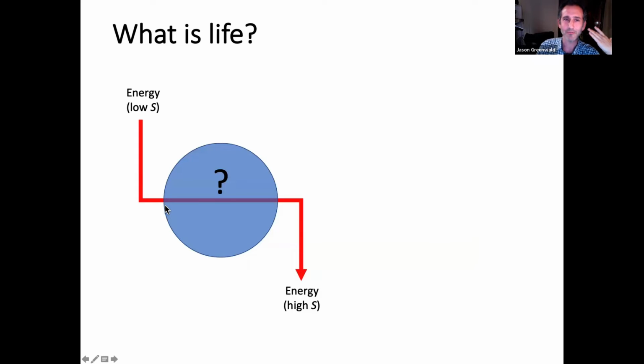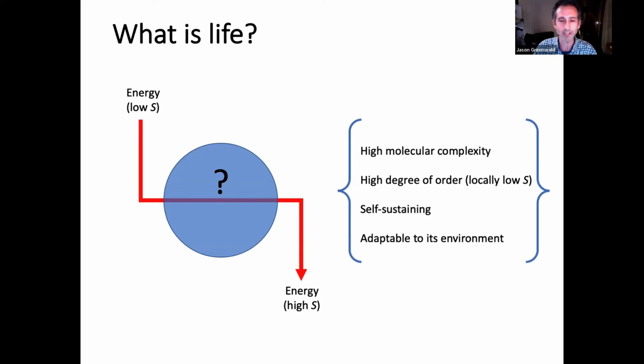We don't need to spend much time on this, but since we don't really have a definition of life, we can think of things that it usually does. What it always does is take energy of low entropy and do something with it. It eventually puts out high entropy energy, but in the meantime, it's creating this high molecular complexity, which we see as a high degree of local order. And there's a lot of other things that it's doing. It's self-sustaining and it's adaptable to its environment.